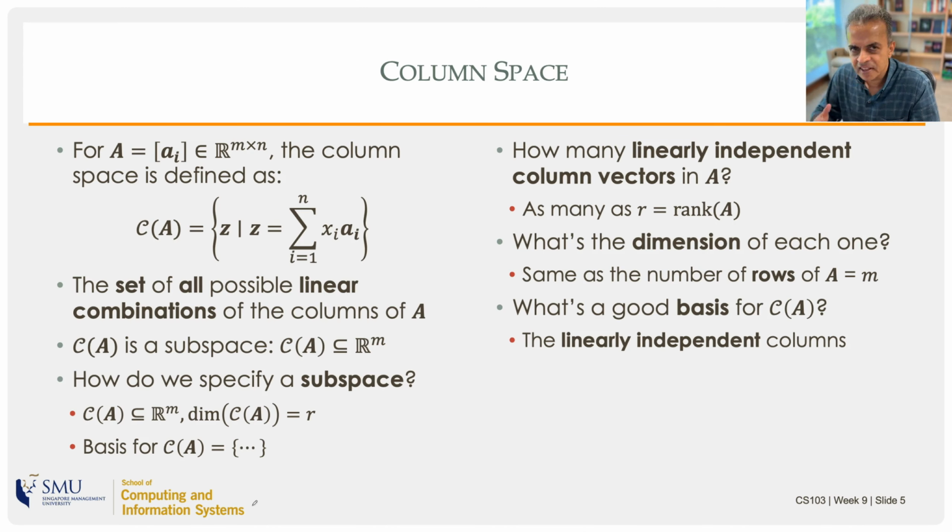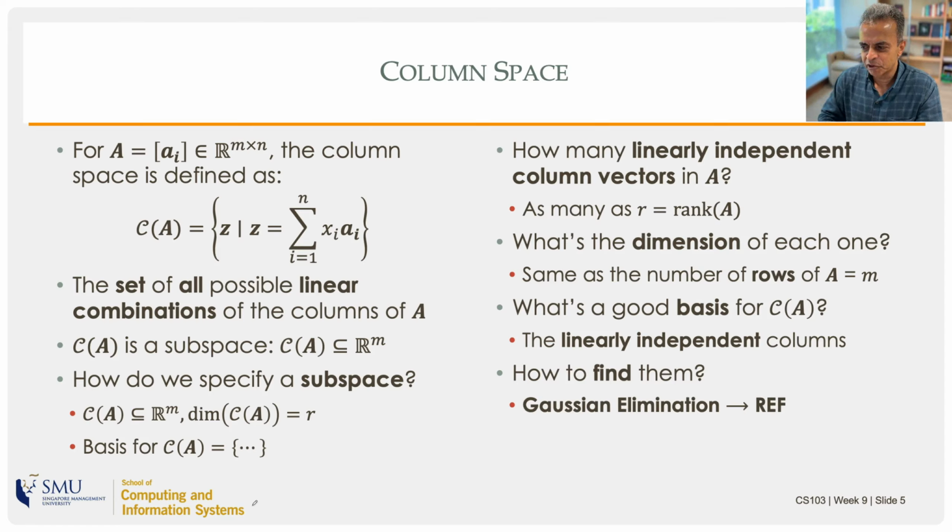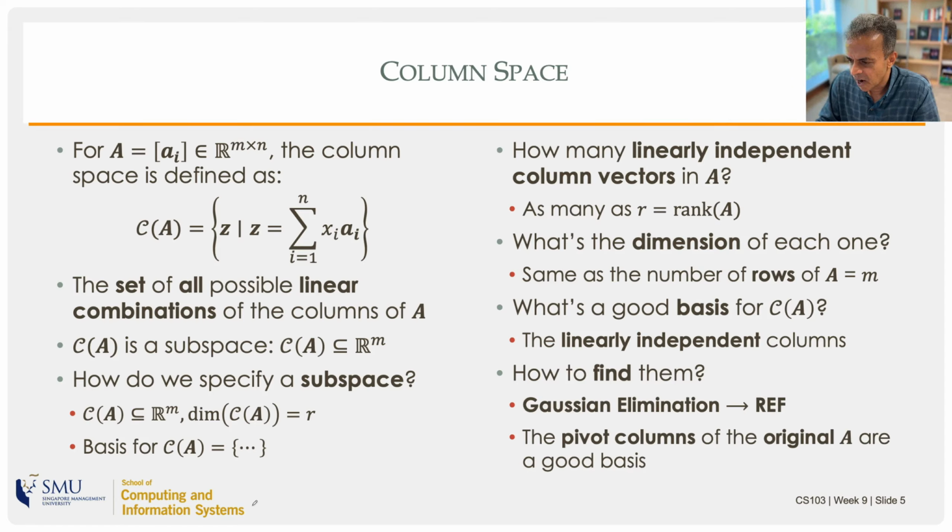How do you know what those columns are, the linearly independent ones? How do you find them? You go back to our friend Gaussian elimination, and then you take the pivot columns of, not the REF, but the original matrix A. That is important because as you perform the row operations to get to REF, you're actually messing with the columns and you're changing the column space. So you have to go back to the original matrix to take the pivot columns. Those are guaranteed to be linearly independent of each other. There are R of them. Those R vectors will form the basis of your column space.